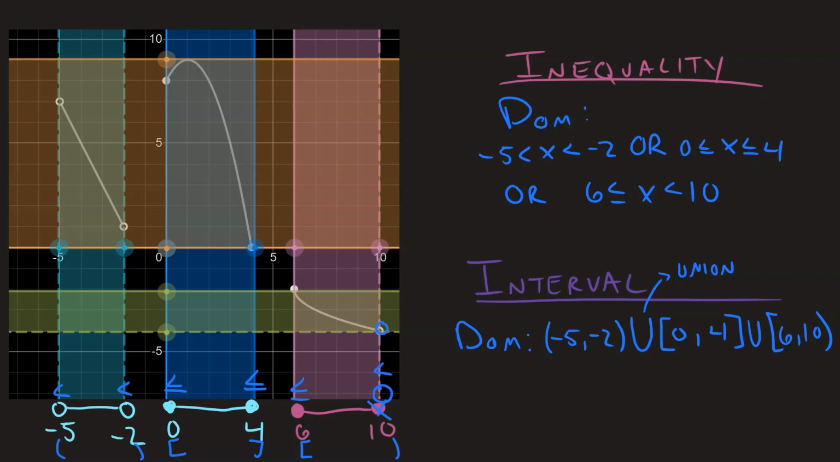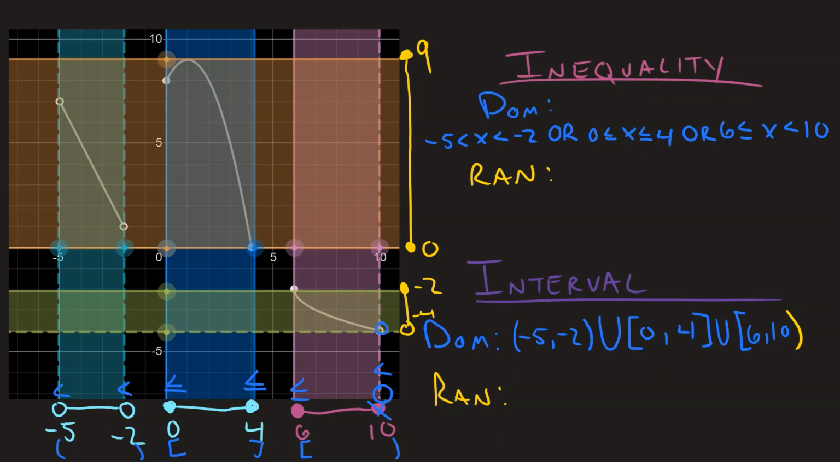Alright, now let's talk about the range. So now for the range, we're going to look at the bottom piece, and we can see that it starts down at -4 on the y-axis with an open point up to -2 with a closed point. Then we have this space in between where there's no graph to be found, and we start over with a closed point at 0, and it goes all the way up until a closed point at 9.